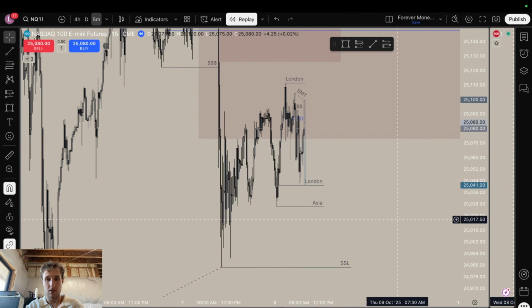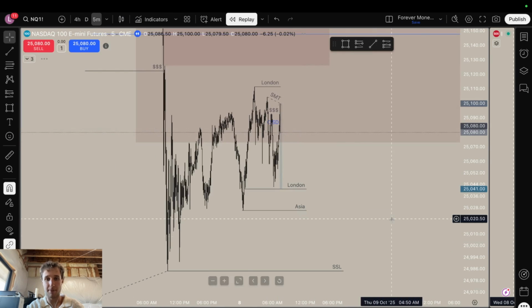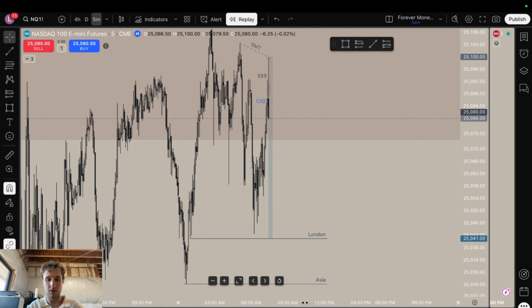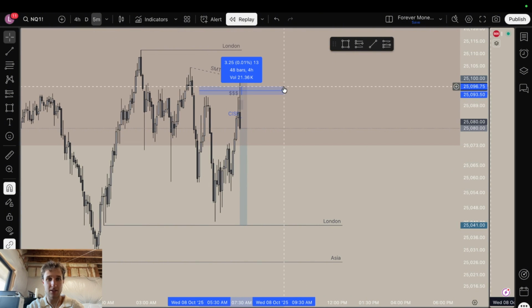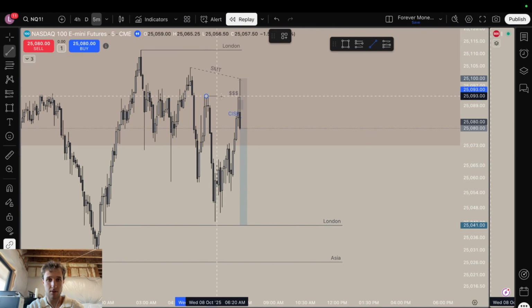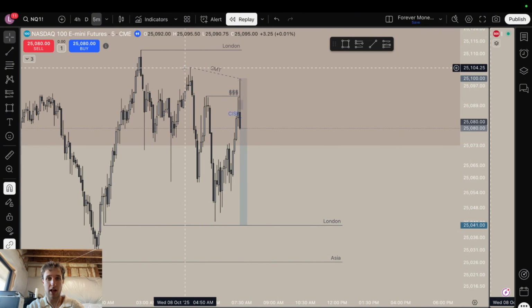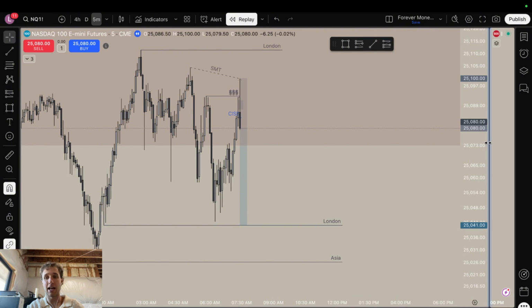Now, if we scroll down to the 5-minute, right before market open, we end up taking this internal high. And then ES ends up coming up, taking out this high. We end up putting in a bearish SMT, right? Which ends up being London high on ES.